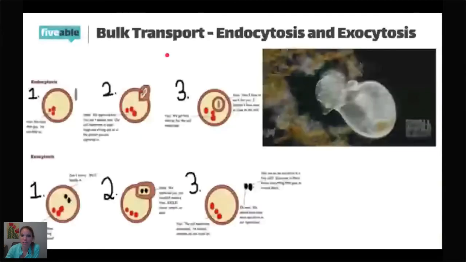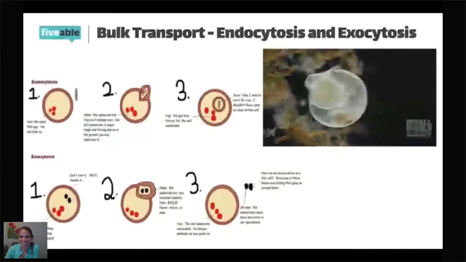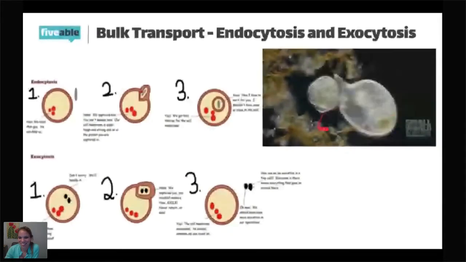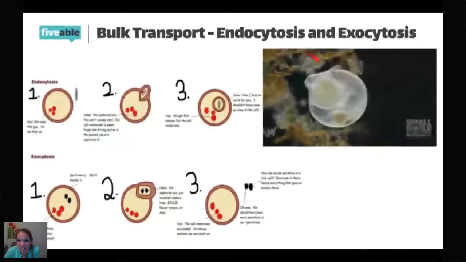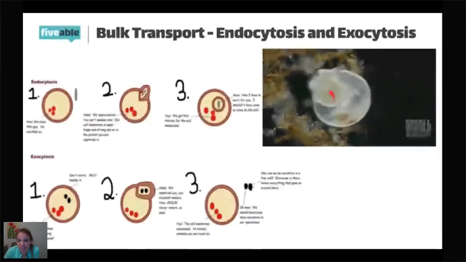Bulk transport! I love this one because I have this cute little GIF, and you can see this cell, and it's eating another cell. I mean, come on, y'all. Look at this guy. He is chowing down on another cell. He's got his big cell mouth going, ah! And he just says, chomp.